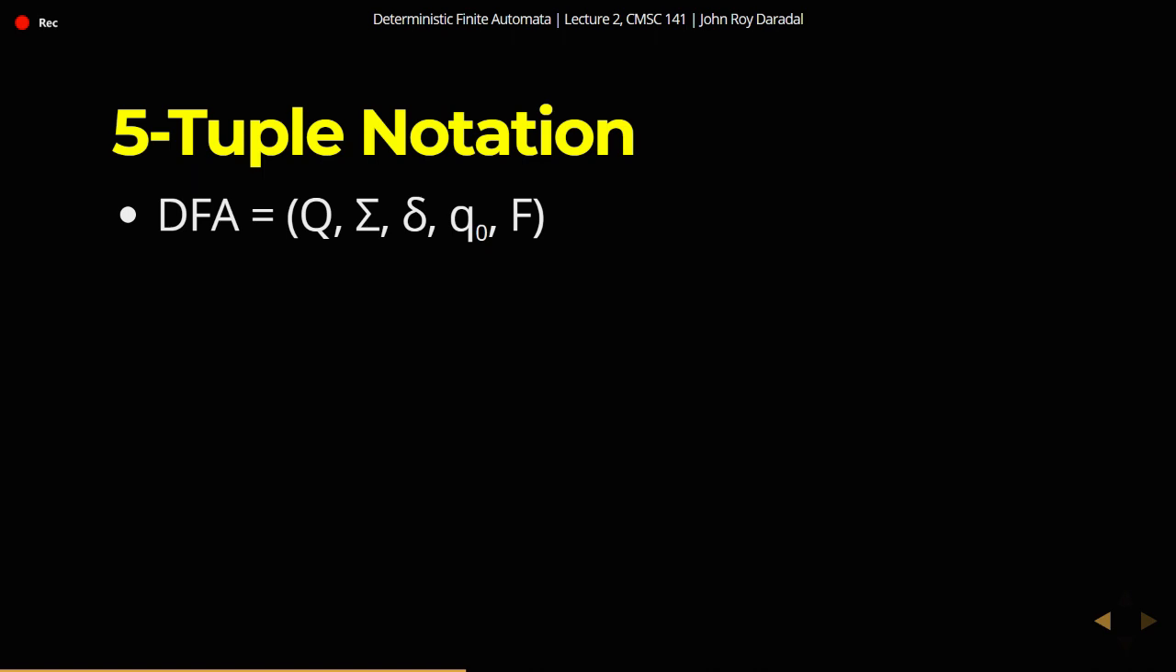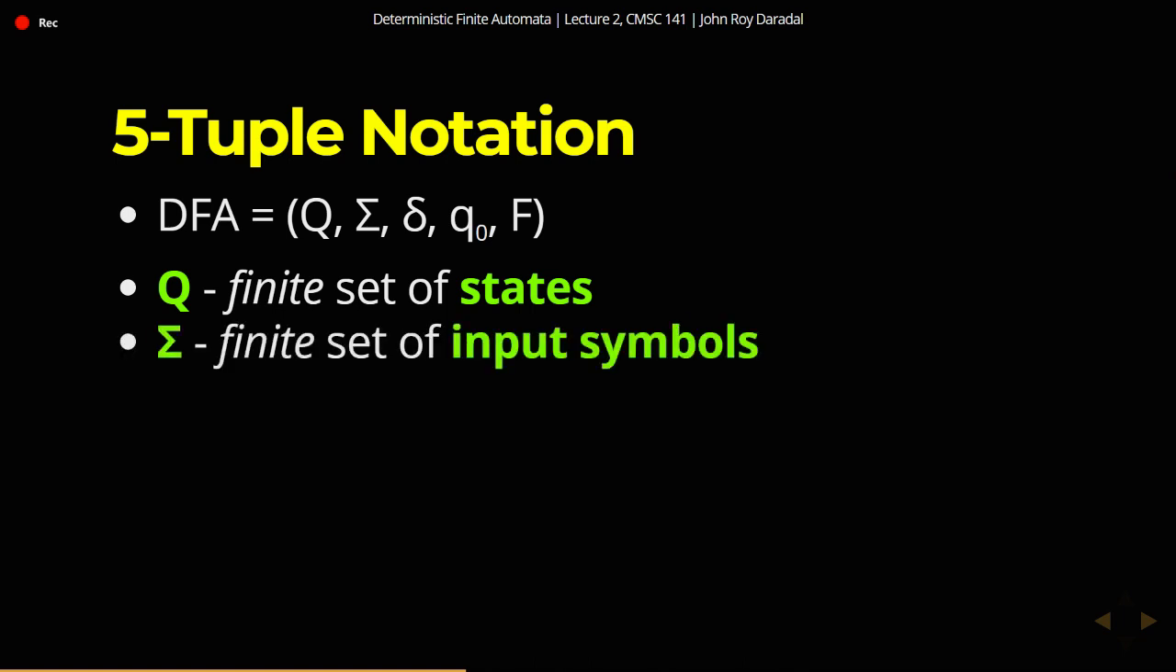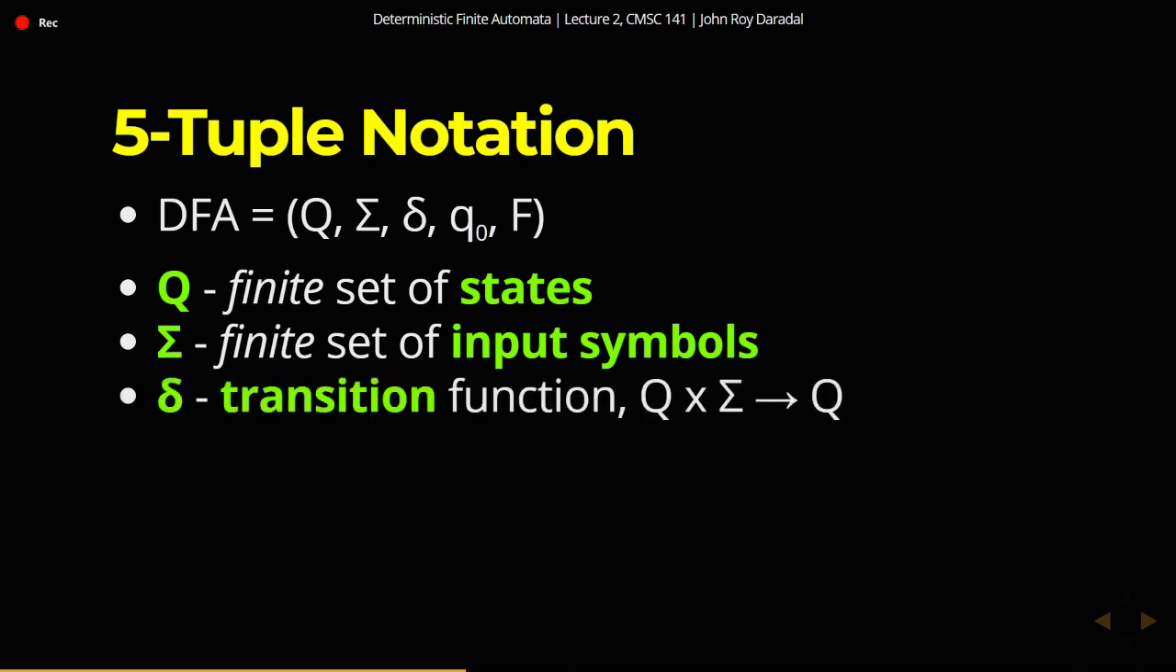So what are these things? Q is just the finite set of states of the DFA. Okay, so set of states. Sigma is the finite set of input symbols, or like the alphabet of the DFA. Okay, delta is the transition function. So it will tell us what state transitions to which state on which input. So it maps states and input symbols to another state. Okay, so we'll see this in the next slide in detail.